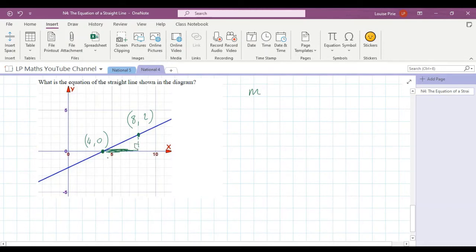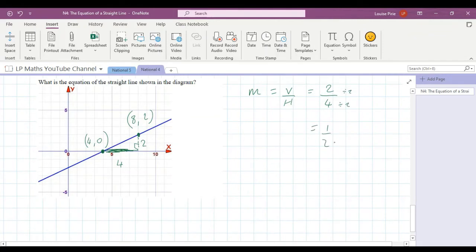Okay, so we now need to count the boxes across and up. So it's 1, 2, 3, 4. 4 boxes going along, and up there is 2. M is equal to the vertical over the horizontal. The vertical number is 2. The horizontal number is 4. That we can simplify by dividing by 2 top and bottom, and we get a half.